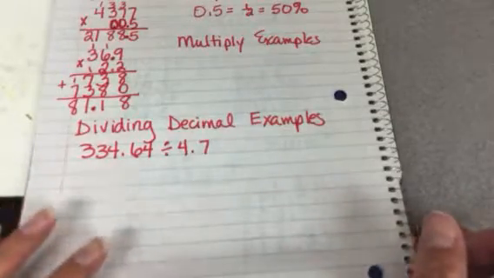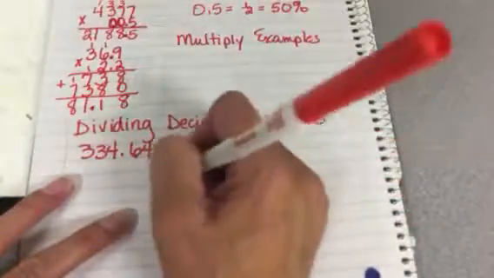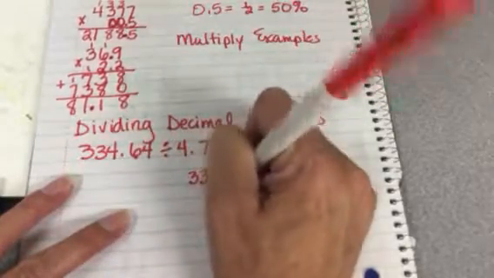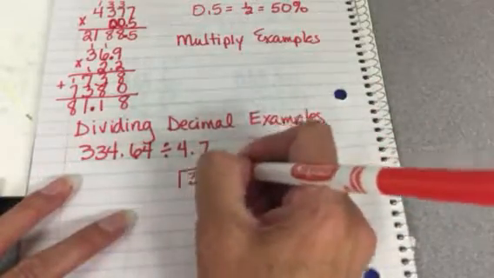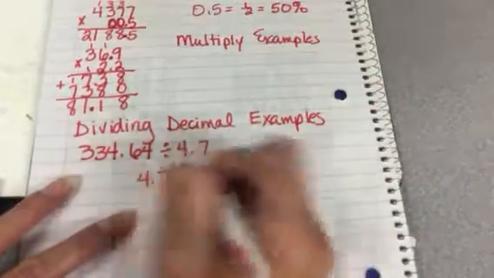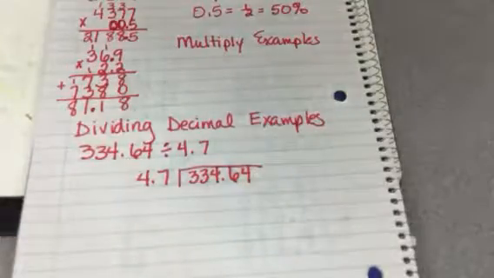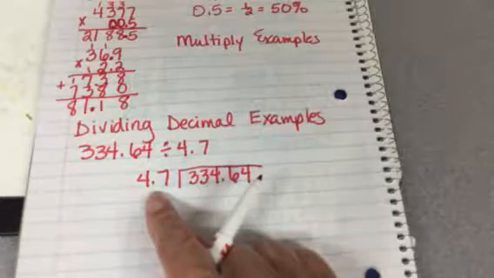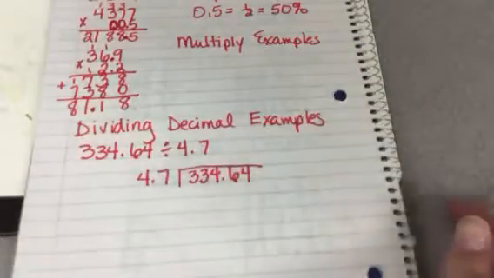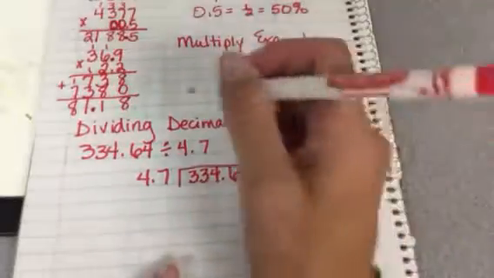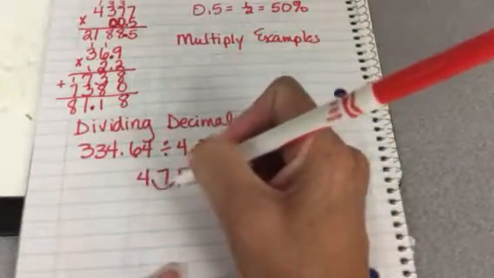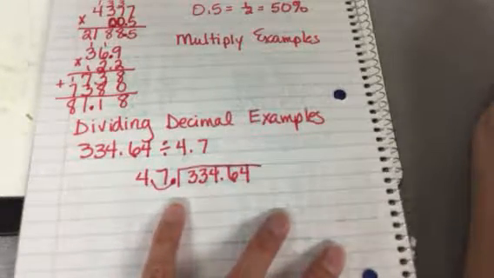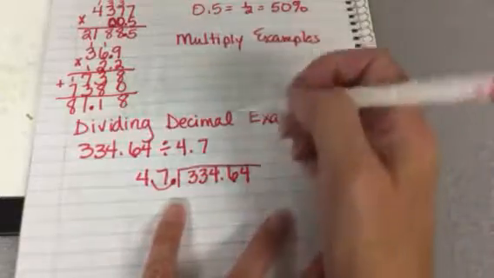So here we go. So first thing we're going to have to do is rewrite it correctly. 334 hundredths divided by 4.7. Now, we cannot begin to divide with the decimal point outside of the box. Okay, so the decimal point must move over to the right one time. We have to move it over here. Now, we can't move that decimal point over here just by doing that. We have to move it over here also.